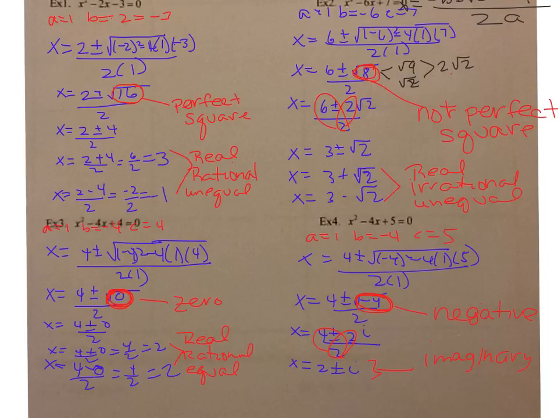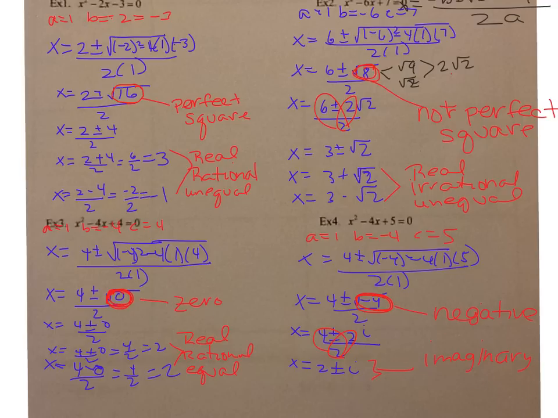So let's just review this. When I get a perfect square under the radical, I get real, rational, unequal roots. When I have something that's not a perfect square, I get real, irrational, unequal. That makes sense because you can't take the square root of a number, so it has to be irrational. When you get a 0, think about it. You're adding 0 to a number and taking it away from a number. You have to get the same exact numbers. That's why they're equal. And when you get a negative under the radical, this one's easy. Anytime you get a negative under the radical, it's an imaginary number.